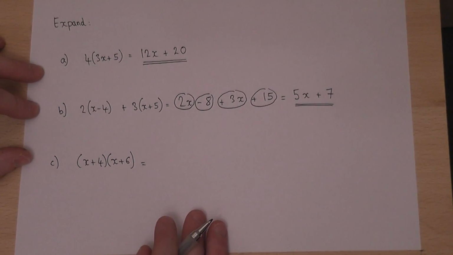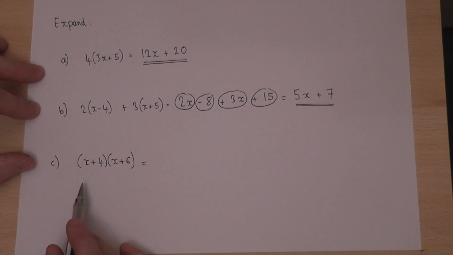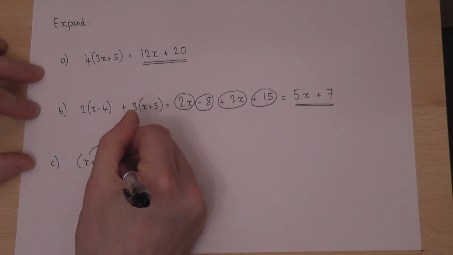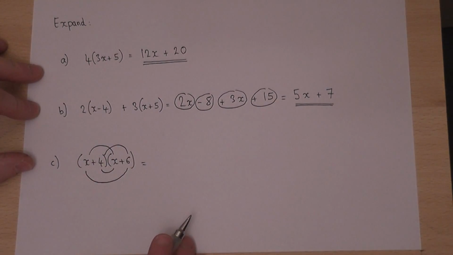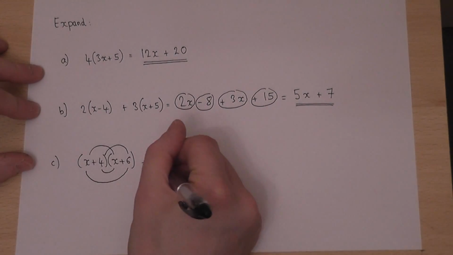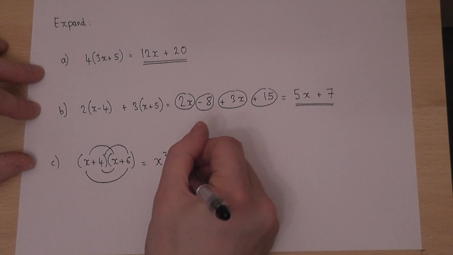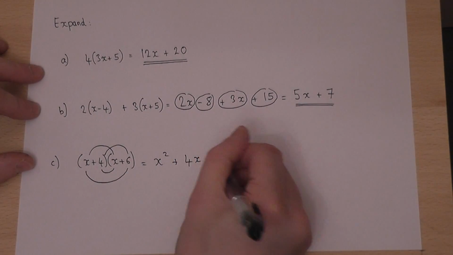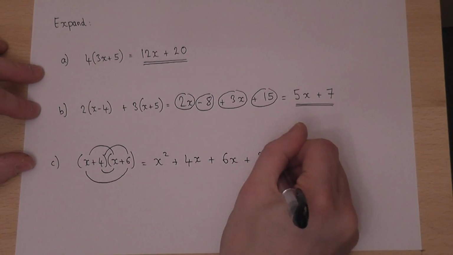The third one is then a pair of quadratic brackets, and for this we can use various methods. I tend to use what can be called the Smiley face method, which tells us what terms to times together. Well, x times x is x squared. 4 times x is 4x. x times 6 is 6x. And 4 times 6 is 24.